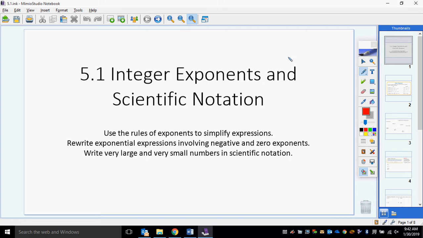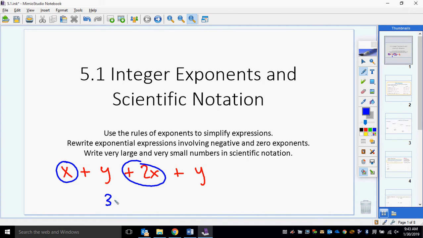This is 5.1 integer exponents, and we're not going to talk about scientific notation. So let's just talk about if I gave you the expression x plus y plus 2x plus y, and I said simplify it, you would probably tell me to combine like terms. So an x and a 2x combined to be, there's three x's there, and you would probably tell me to combine the y's. So 1y plus another 1y means there are two y's.